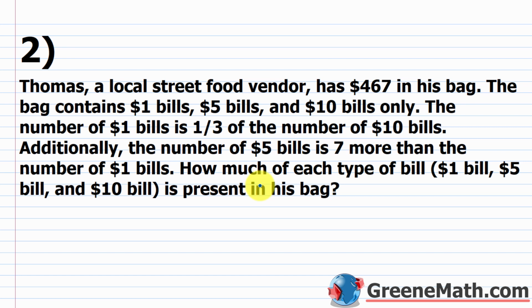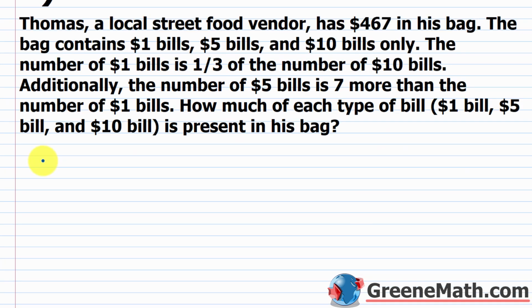A very similar setup. So Thomas, a local street food vendor, has $467 in his bag. The bag contains $1 bills, $5 bills, and $10 bills only. The number of $1 bills is 1/3 of the number of $10 bills. Additionally, the number of $5 bills is 7 more than the number of $1 bills. How much of each type of bill, the $1 bill, the $5 bill, and $10 bill, is present in his bag? And let's let X be equal to, again, we have that the $1 bill is involved in each comparison.